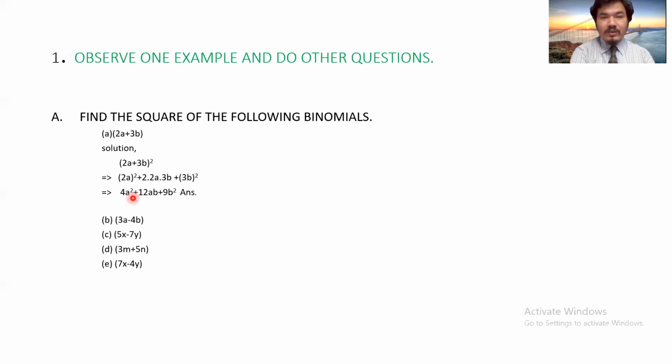A similar question is given here. Look, here is 3a minus 4b. Find out this square by using the formula of (a minus b) whole square. Here also 5x minus 7y, and here 3m plus 5n, which is also a binomial. Use your formula. And 7x minus 4y.